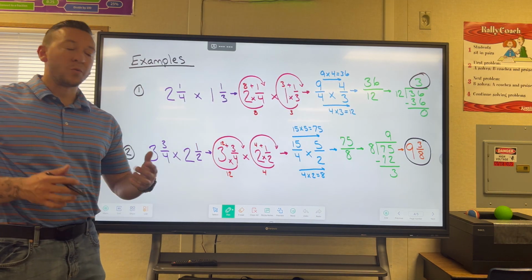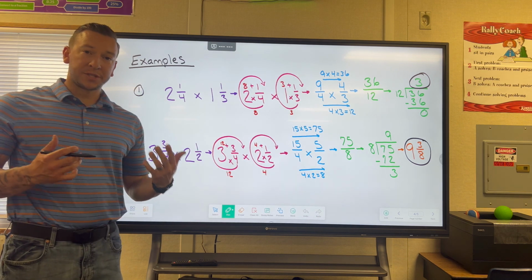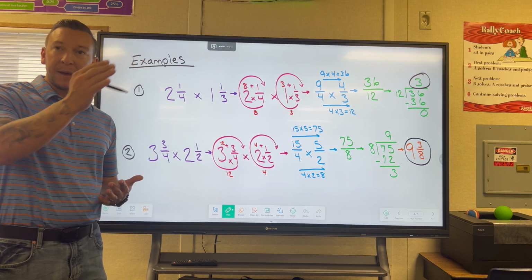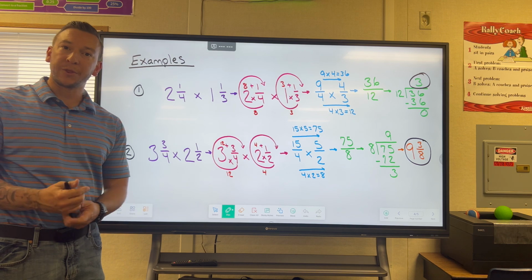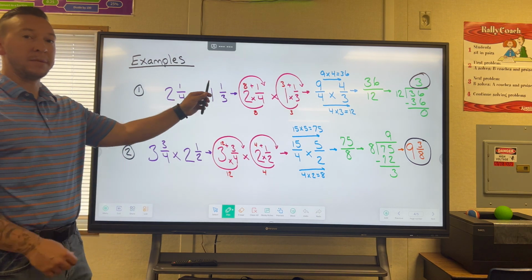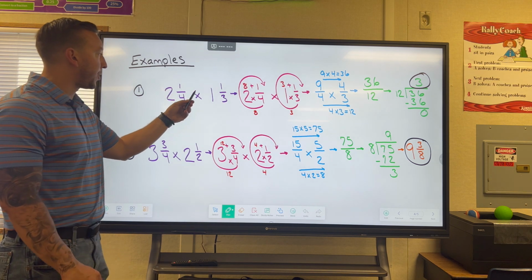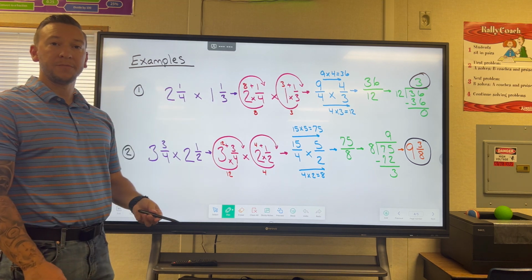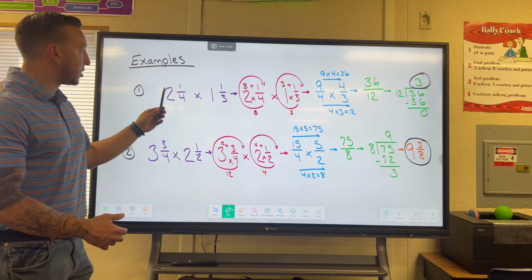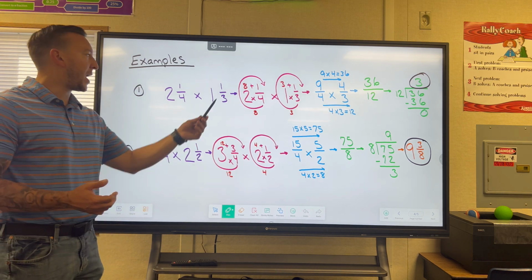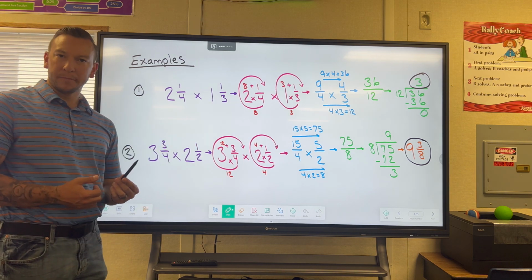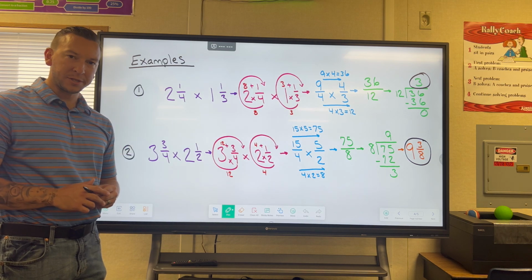Okay, so I recommend writing these down in your notes, just in case you want to view the step-by-step process and just get familiar with it. But here are 2 example problems. Let's look at number 1. We have a problem, 2 1/4 times 1 1/3. Remember, in order to solve this, I need to change these mixed numbers into improper fractions.